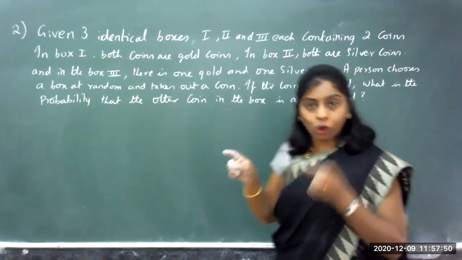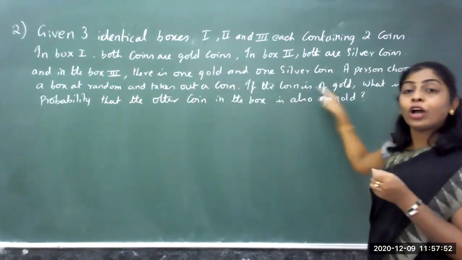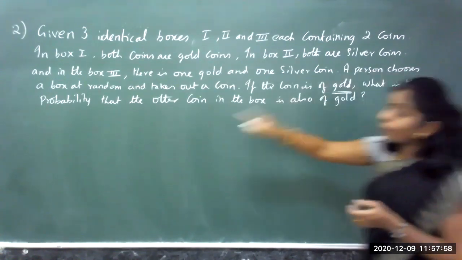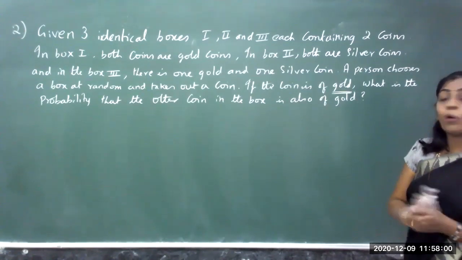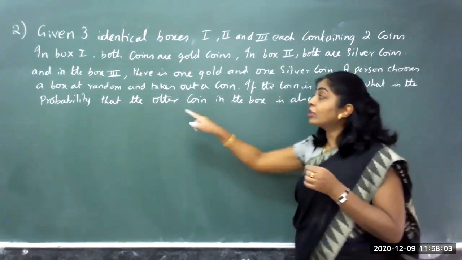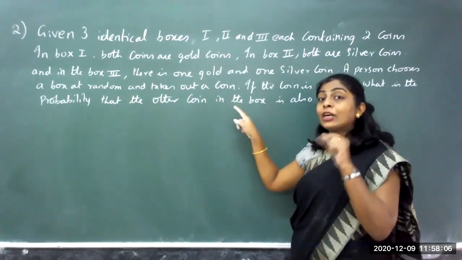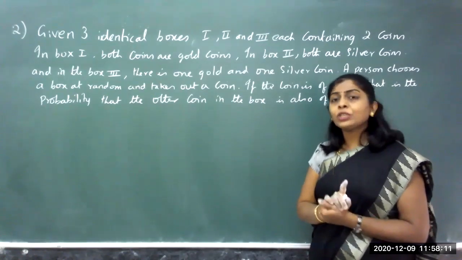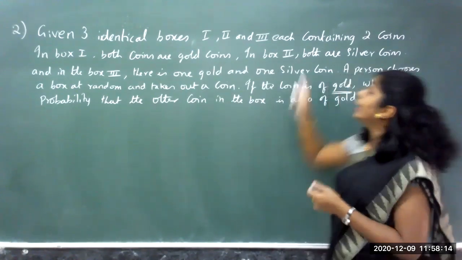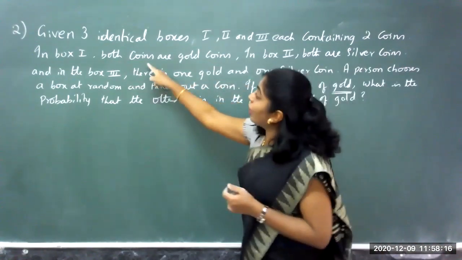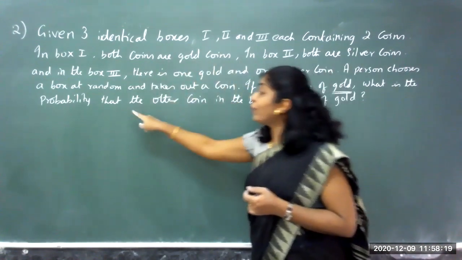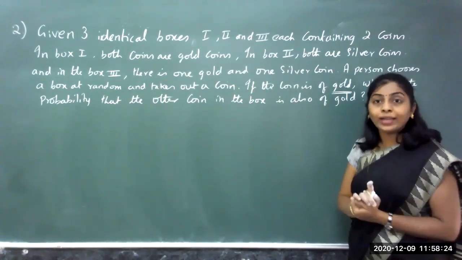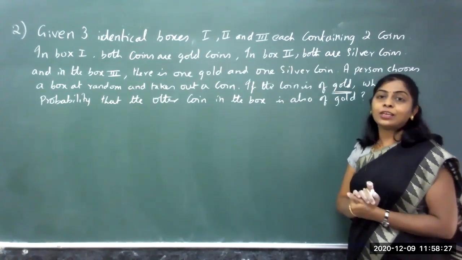A person chooses a box and takes out the coin, and that coin is found to be gold. So that is event A. What is the probability that the other coin in the box is also gold? So I have to find the probability of choosing a gold coin in a box which has the other coin also gold. In which box do I have both the coins gold? In box 1. In box 1 both the coins are gold. So I have to find the probability that the other coin in that box is also gold. In box 1, I have to find the chances of getting the gold coin.